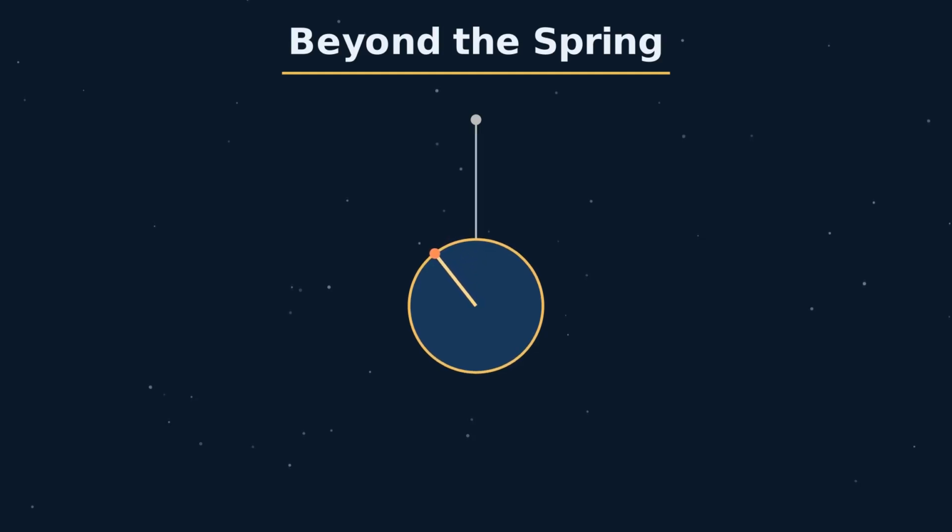The springiness doesn't need a spring. Twist a disc hanging from a wire, and the wire fights back with a torque proportional to the twist, the angular version of Hooke's law. This is a torsion pendulum, and its period follows the same master pattern.